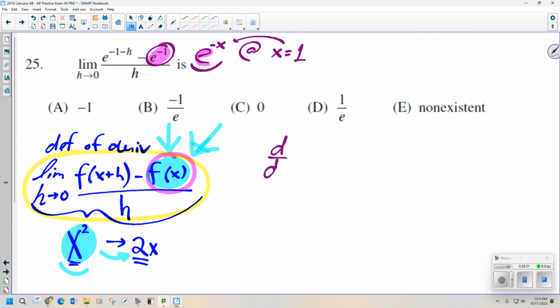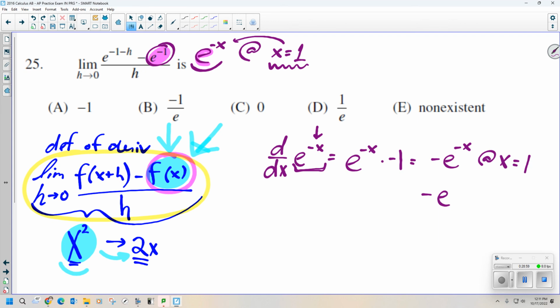The derivative of e to the negative x, I always start by rewriting this, is e to the negative x times the derivative of the exponent. The derivative of negative x is negative 1. So I end up with negative e to the negative x. But I want that, okay, notice none of my answers have an x because we want it where x is 1.